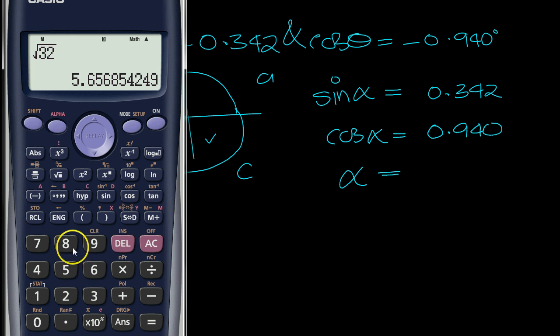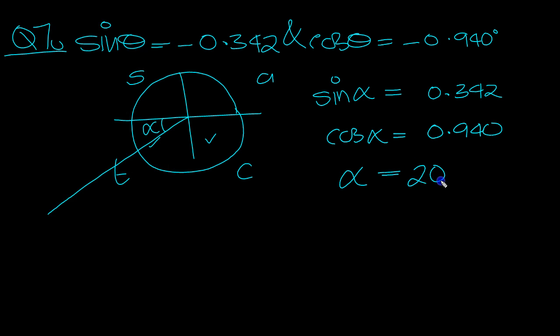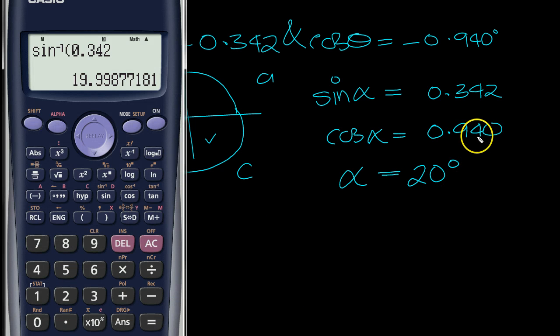So shift sine 0.342, 19.998, which means 20 degrees really. Basically, there might be slight error terms from the inaccuracy of the decimal. And shift cos 0.94, and again we've got 19.94. So I think that's trying to be 20 degrees again, isn't it really, for the purposes of the problem.